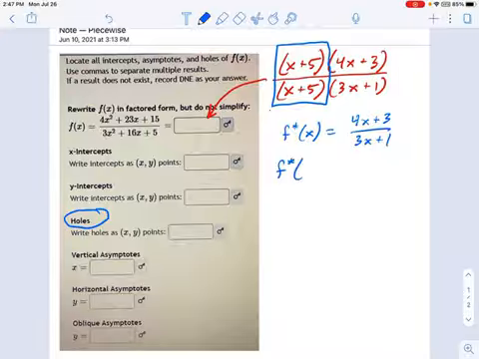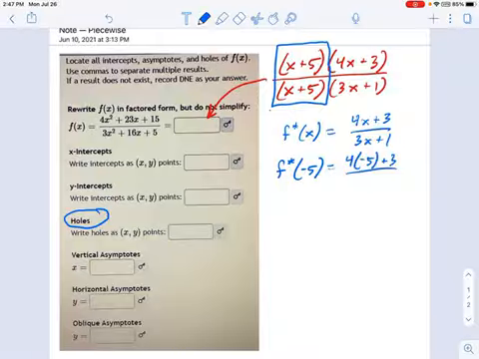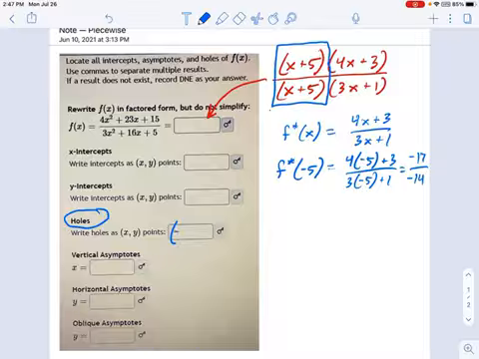So what's the location of the hole? We just talked about that. That was negative 5. This becomes 4 times negative 5 plus 3 over 3 times negative 5 plus 1. So calculate that out. 4 times negative 5 is negative 20, plus 3, negative 17. 3 times negative 5 is negative 15, plus 1 is negative 14. So the location of the hole is negative 5 in x and 17 over 14 in y.